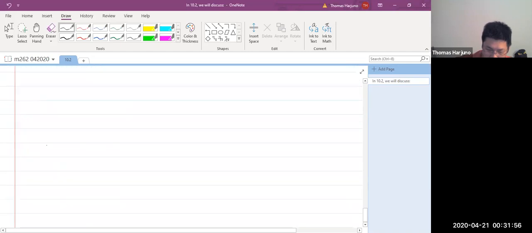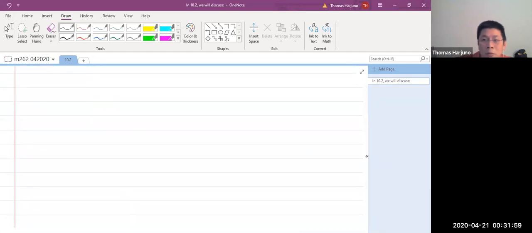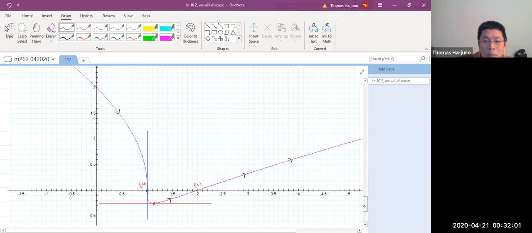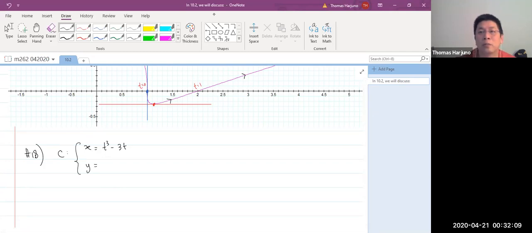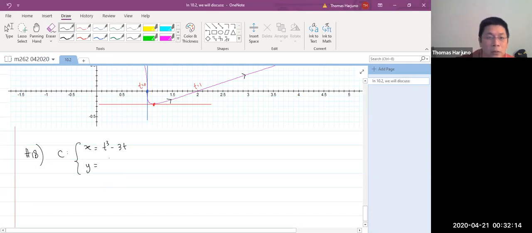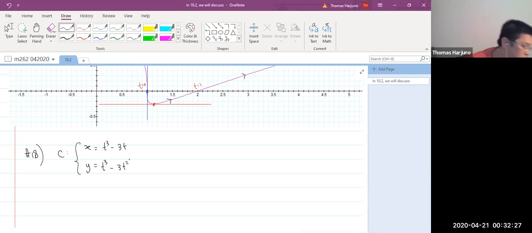And then what did I do? And then the y is equal to, you know what, I think it's possible. Okay. Y equals t cubed minus 3t squared. And the question is, find the points on the curve where the tangent is horizontal or vertical.